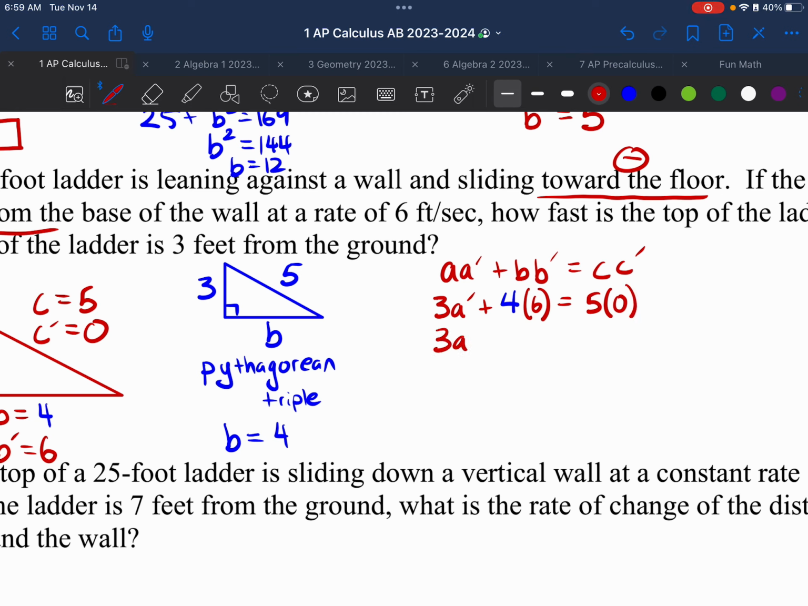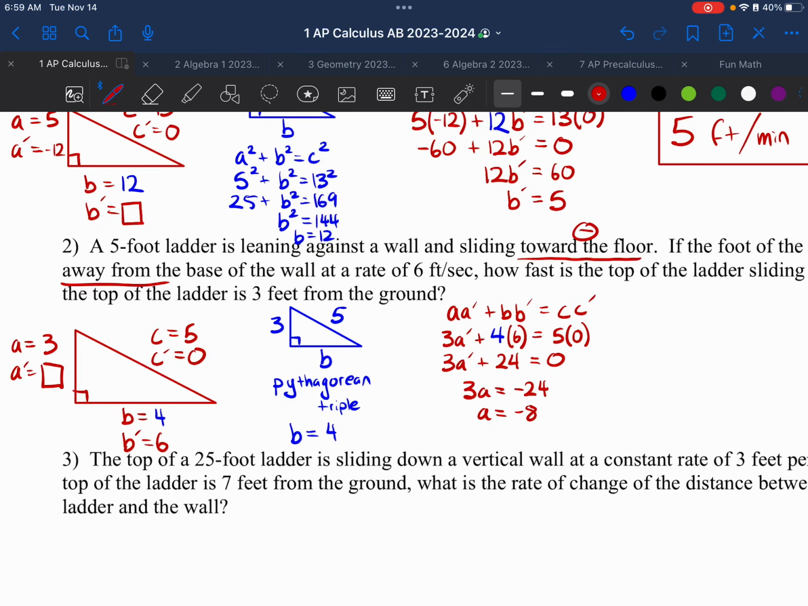So I have 3A prime plus 6 times 4, which is 24, is equal to 0. Let's subtract the 24, and I'm going to get 3A is equal to negative 24. Divide both sides by 3, and A is equal to negative 8. And does the negative make sense? Well, it does to me, right? Because I said going down is a negative number.